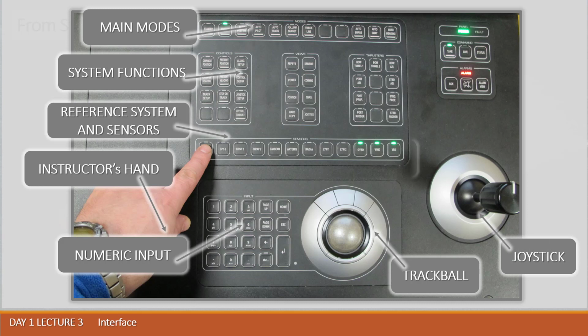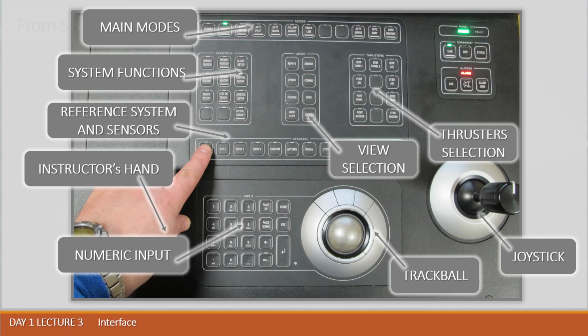The view selection set of buttons lets you adjust the view of the working area of your DP screen. Only the right working area may be adjusted by the view selection buttons. Desirable thrusters for DP are selected and added to the DP model with the thruster selection buttons.